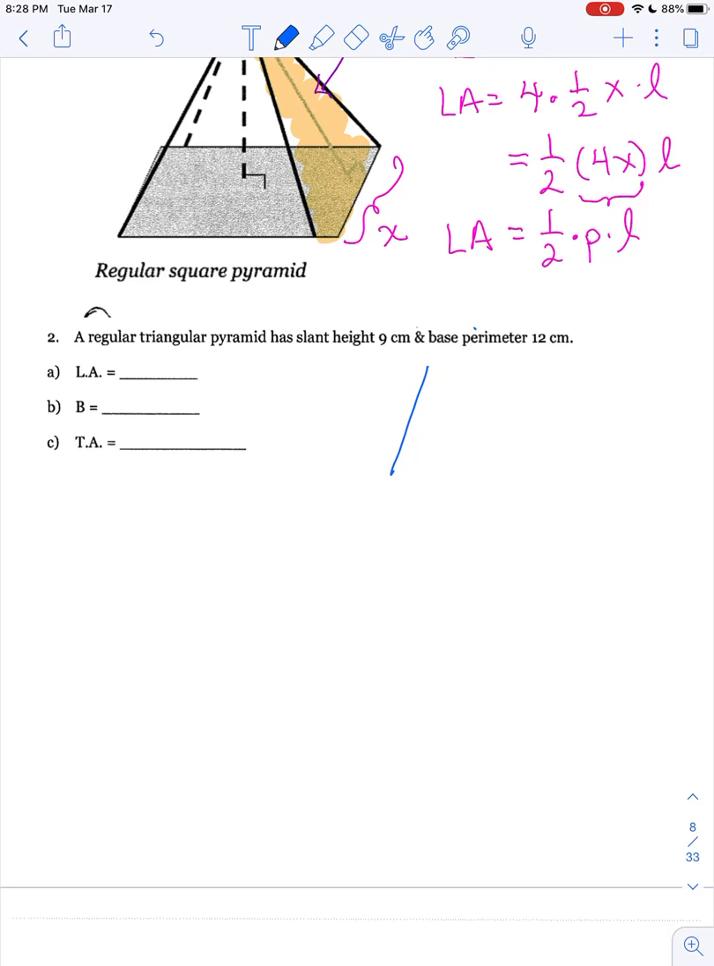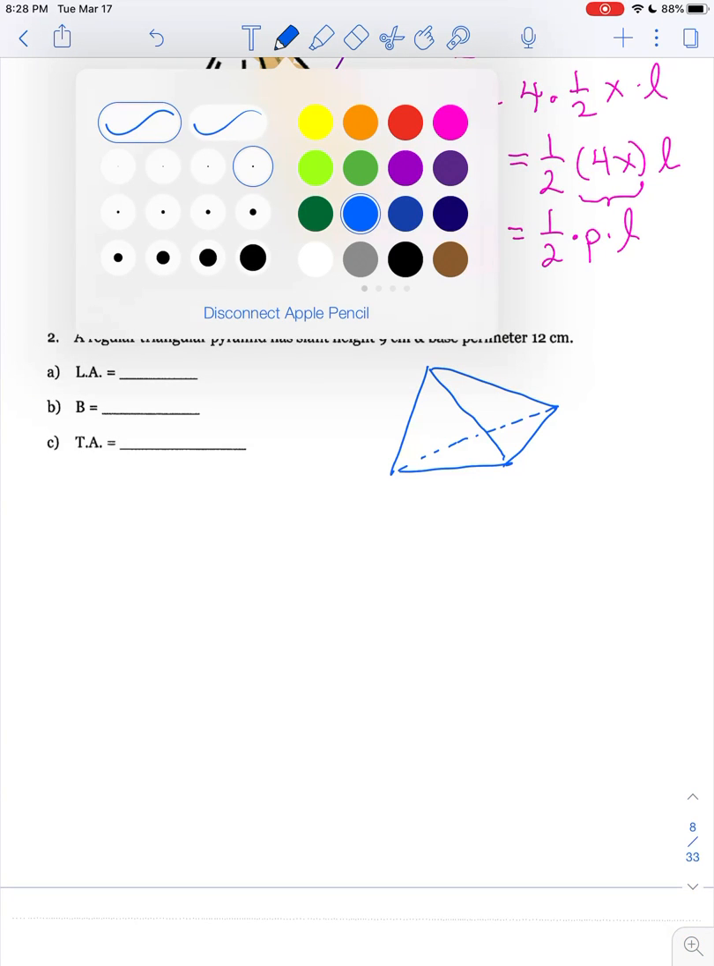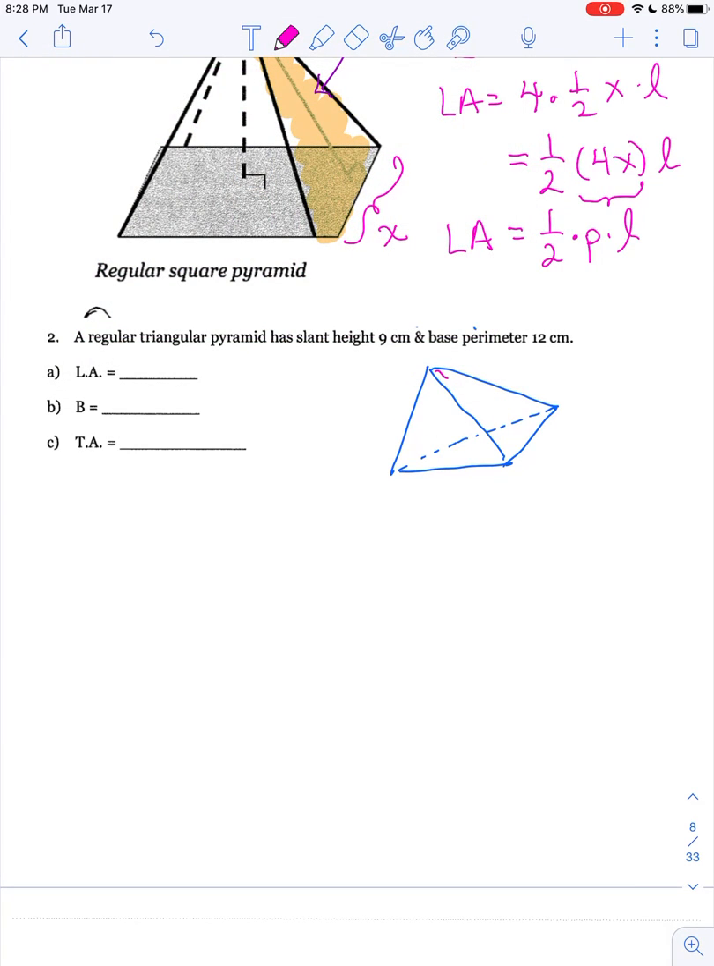Okay, so here you have a regular triangular pyramid. I usually like drawing the lateral faces, and I know that there are 3 of them if there's a triangle. Remember, keeping in mind that all 3 sides of the base should be congruent. So here you have a regular triangular pyramid with a slant height equal to 9. Let me go ahead and draw the slant height here.